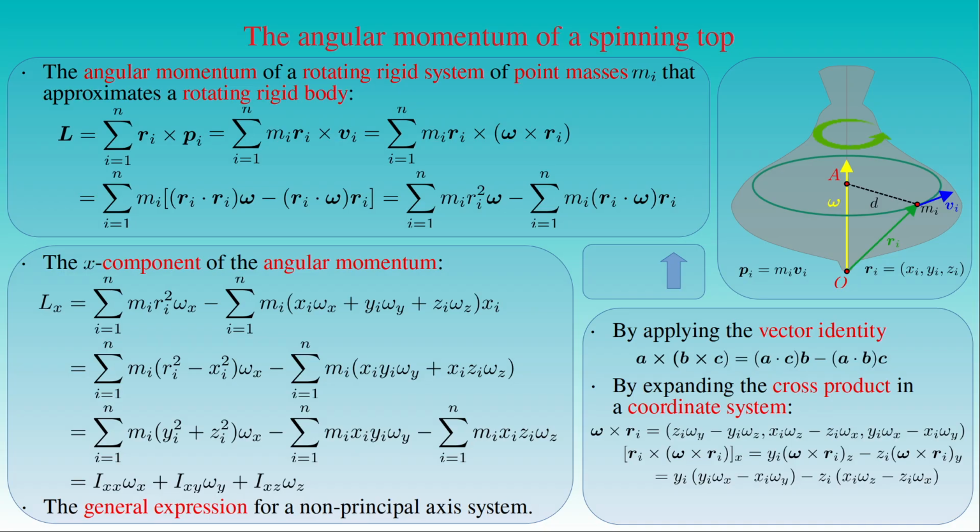By reordering the terms in the right-hand side we will have the sum of yi squared and zi squared times omega x, minus yi times xi times omega y, minus zi times xi times omega z. If we insert this result in the triple product in the expression of the x component of the angular momentum L, we obtain the same result as the one derived by applying the vector identity.